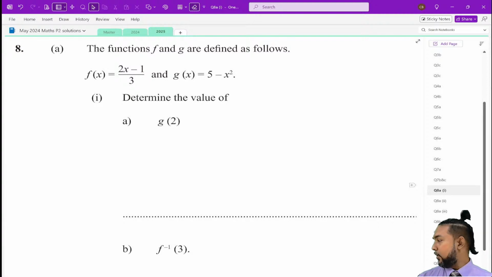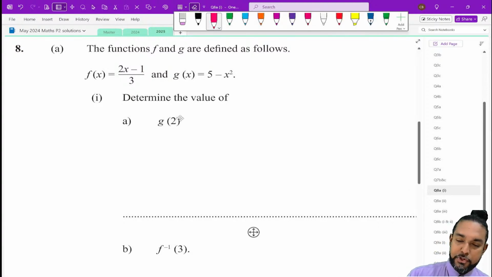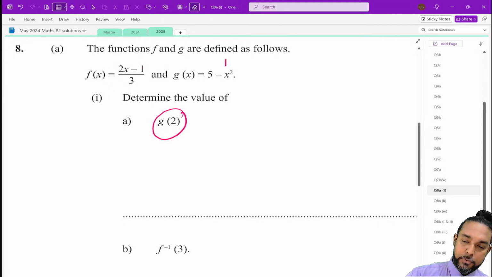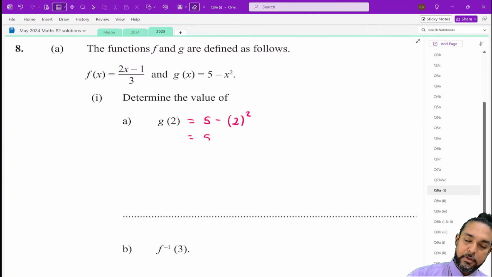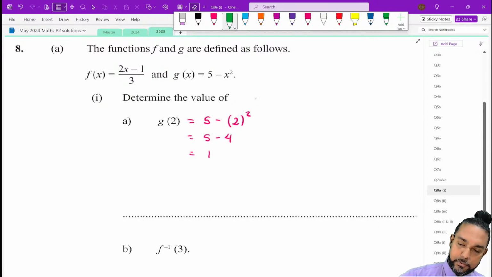Alright, let's take a swing here, ladies and gents. So to find g of 2, you're going to sub 2 inside of here. That's equal to 5 minus 2 squared. What's 2 squared? 2 by 2 is 4, and 5 minus 4 is 1. There you go.